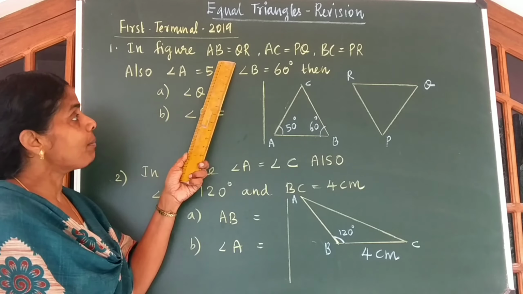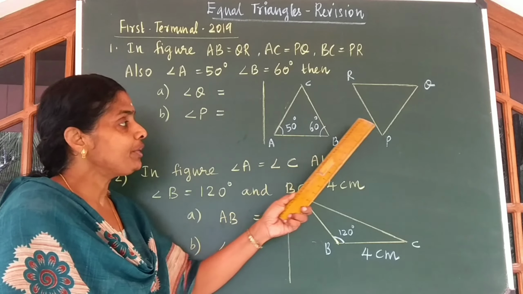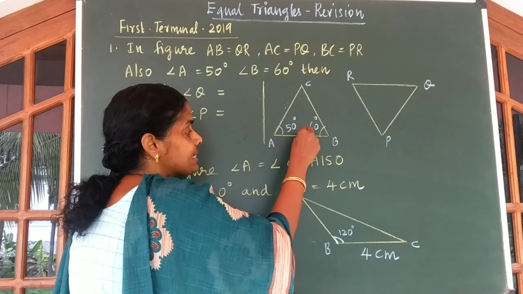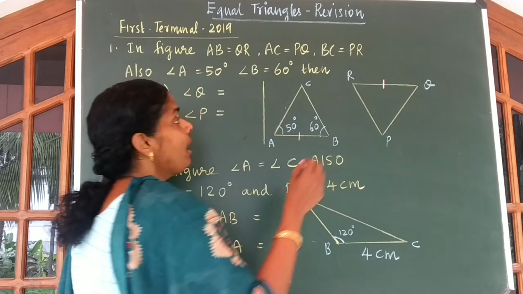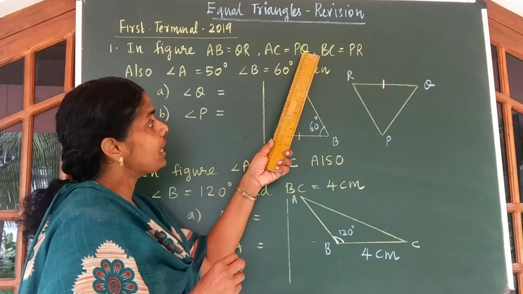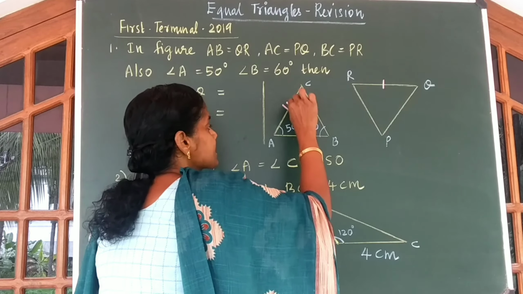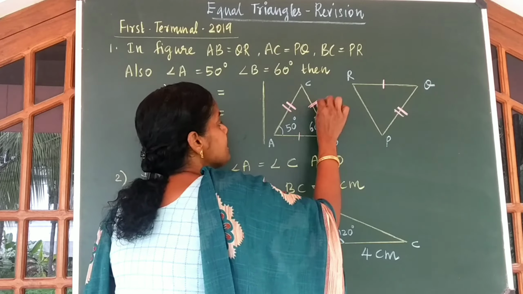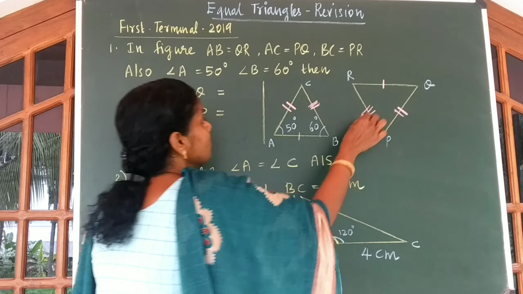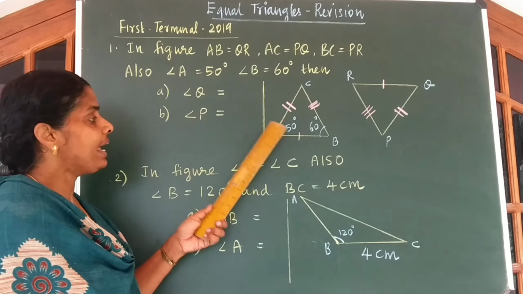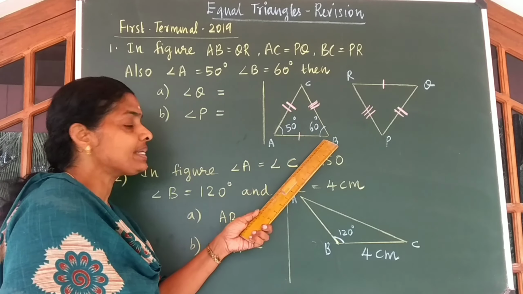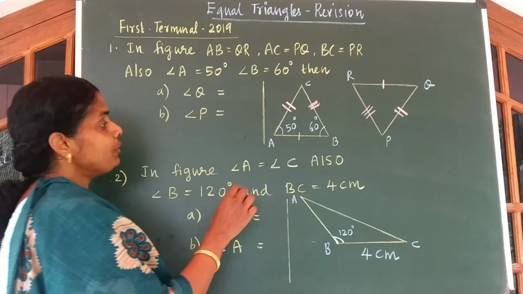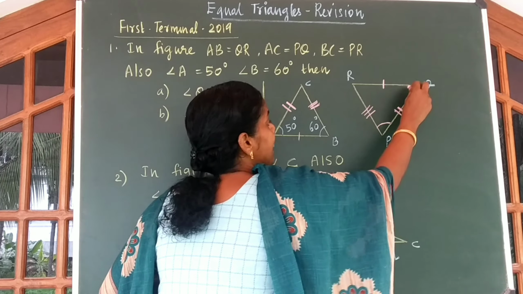In the figure, AB is equal to QR. You are given two figures and the condition AB is equal to QR. Let me mark it. AB and QR are given to be equal. AC, the second side, is equal to PQ. Also, BC is equal to PR. Also, angle A is 50 degree, angle B is 60 degree. We are asked to find angle Q and angle P.